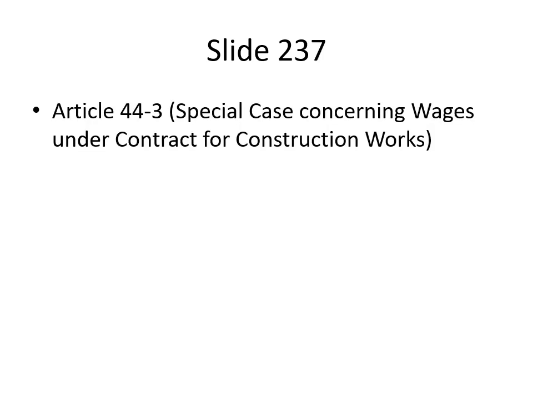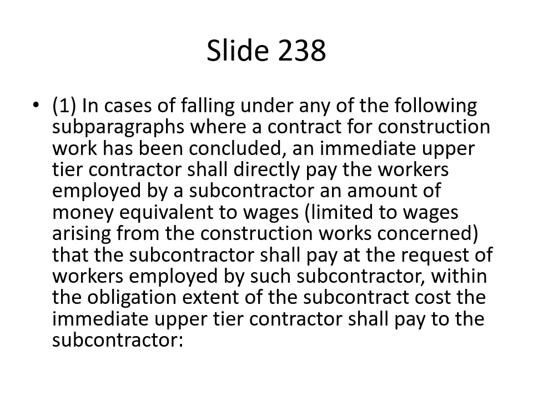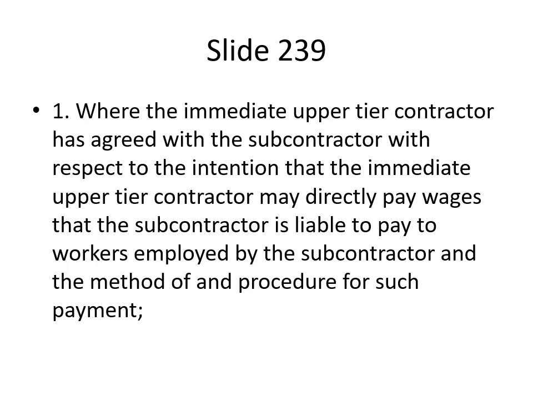Article 44-3. Special case concerning wages under contract for construction works. 1. In cases of falling under any of the following subparagraphs where a contract for construction work has been concluded, an immediate upper tier contractor shall directly pay the workers employed by a subcontractor an amount of money equivalent to wages, limited to wages arising from the construction works concerned, that the subcontractor shall pay at the request of workers employed by such subcontractor, within the obligation extent of the subcontract cost the immediate upper tier contractor shall pay to the subcontractor. 1. Where the immediate upper tier contractor has agreed with the subcontractor with respect to the intention that the immediate upper tier contractor may directly pay wages that the subcontractor is liable to pay to workers employed by the subcontractor and the method of and procedure for such payment.